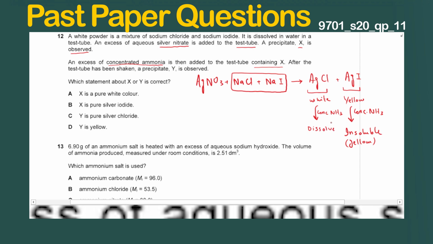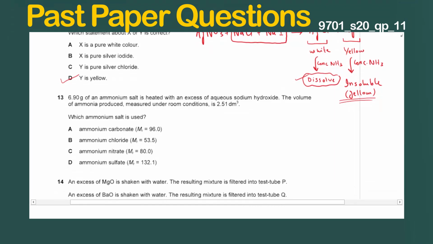The white precipitates in the presence of concentrated ammonia will dissolve. So white precipitates will disappear. So that's why I have to select the option D. Why yellow? Because after adding the concentrated ammonia, the white one will dissolve and we'll only observe the yellow color at the end of the process.